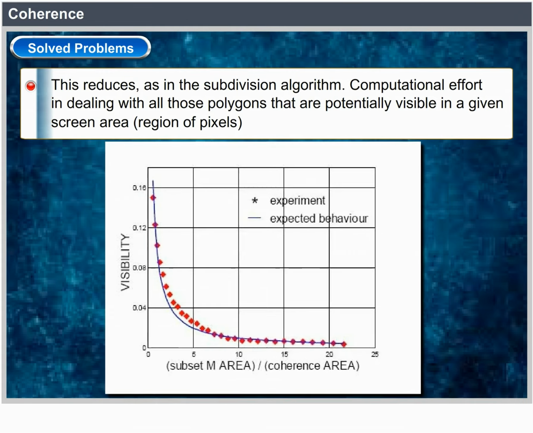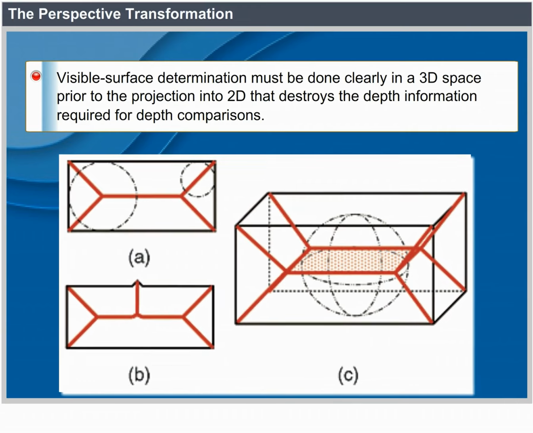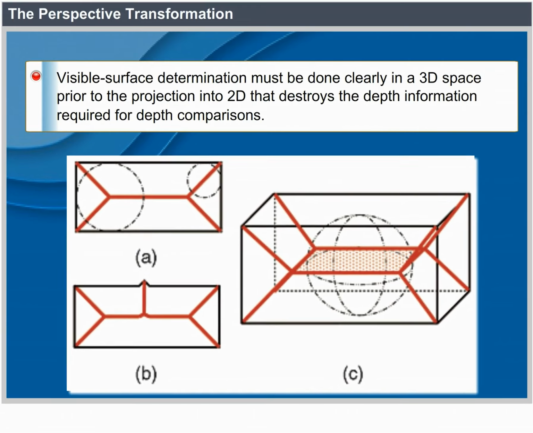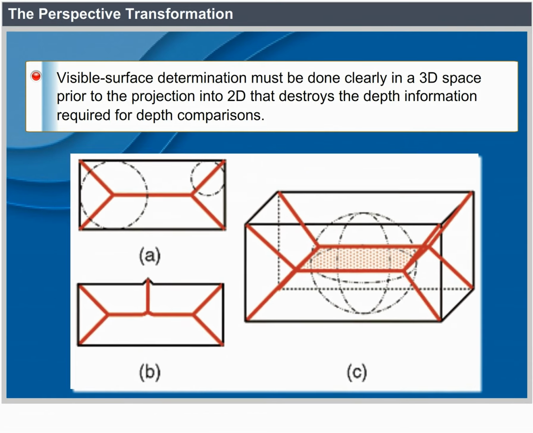The perspective transformation. Visible surface determination clearly must be done in a 3D space prior to the projection into 2D that destroys the depth information needed for depth comparisons.